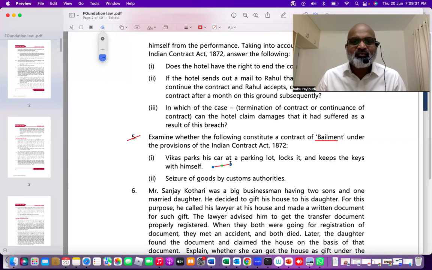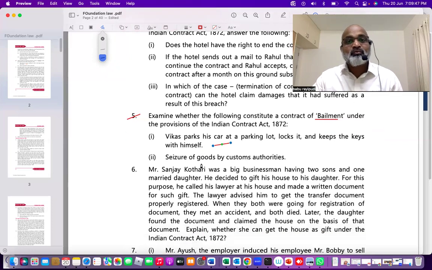Where is the transfer? Where is the transfer? I park the vehicle in the parking lot, but whether the person running the parking is responsible as a bailee or not. A bailee is a person to whom we gave goods for safe custody, right? But here, where is the transfer? This kind of example, they can ask you anything.